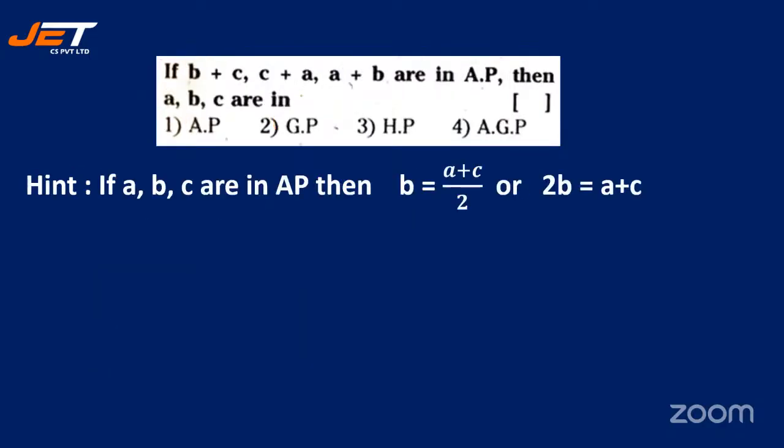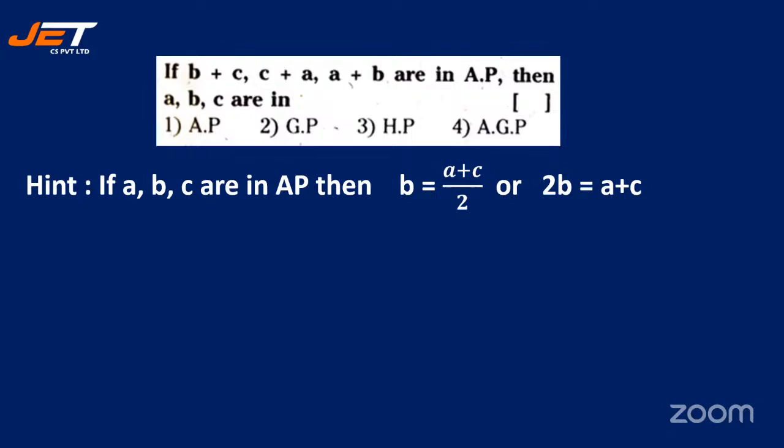Now let us move on to the next question. If b plus c, c plus a, a plus b, three terms they are given, they are in AP, then a, b, c are in what? Is it in AP, GP, HP or AG? That is arithmetic progression, geometric progression.